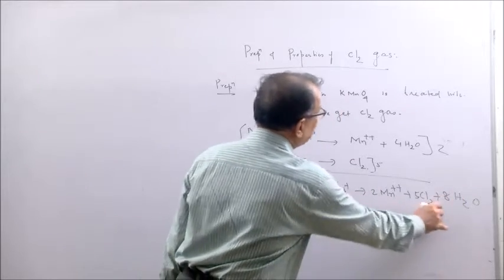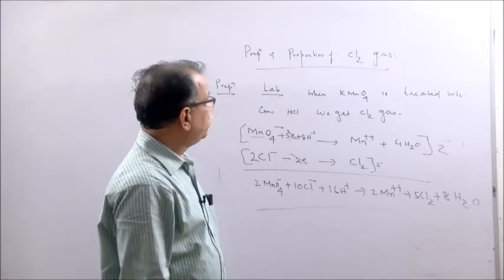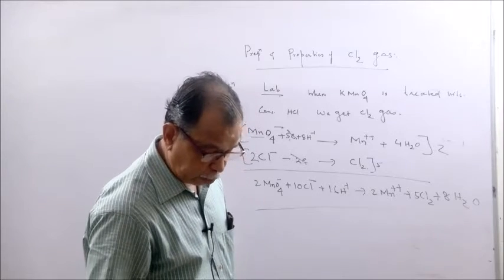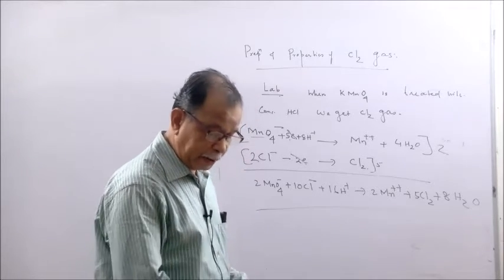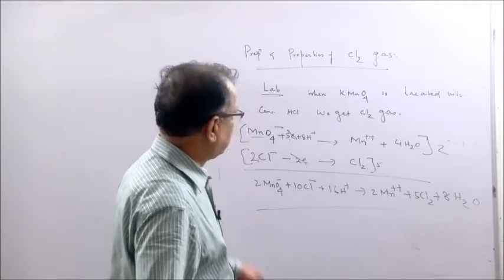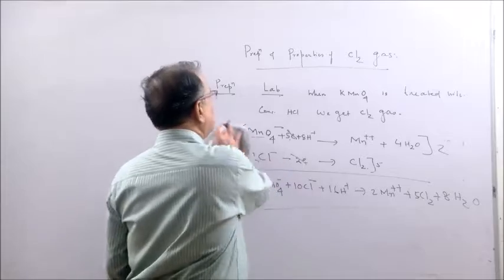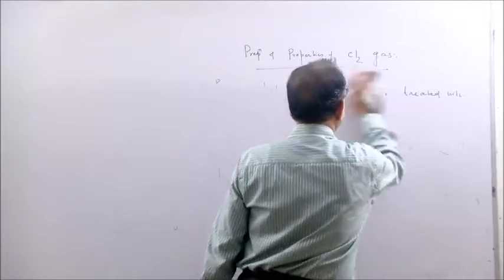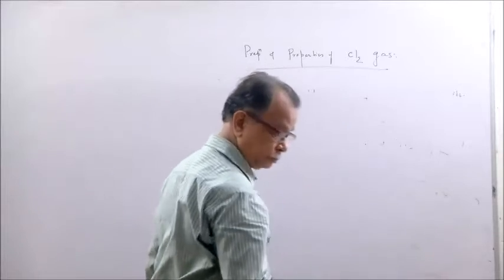This is the balanced equation for preparation of chlorine by potassium permanganate. This is a method of potassium permanganate we can do. Second method we can do direct. Second method, it is a laboratory method. We prepare it when manganese dioxide is heated with HCl.